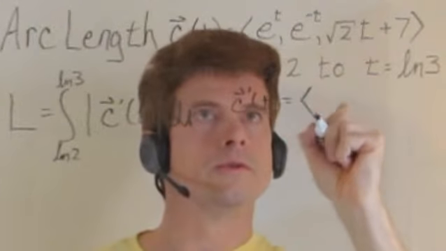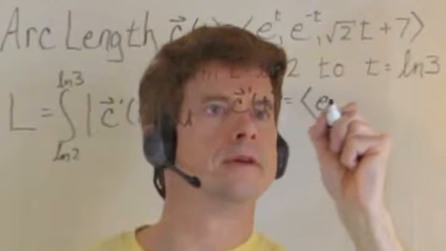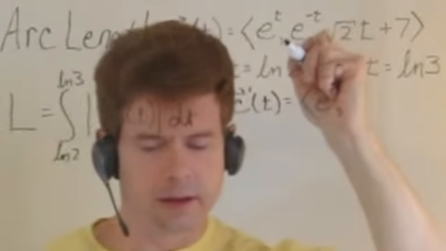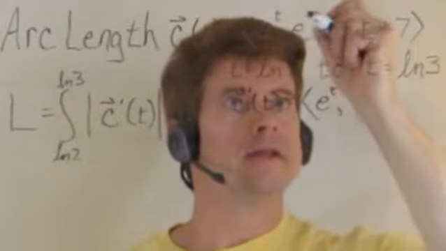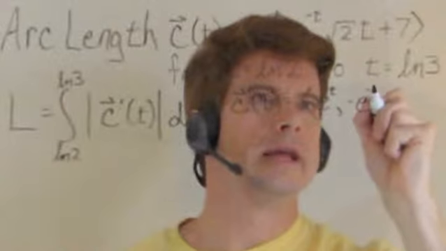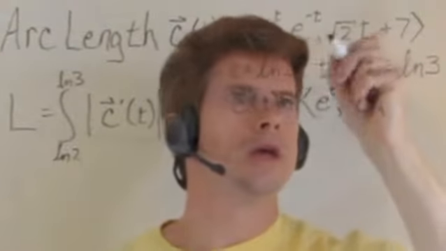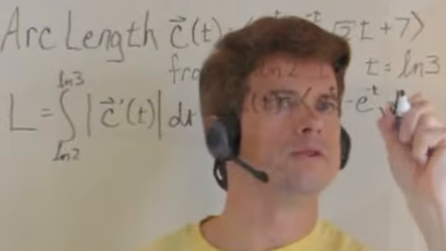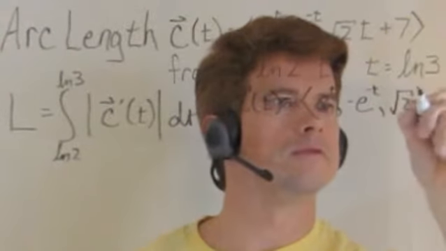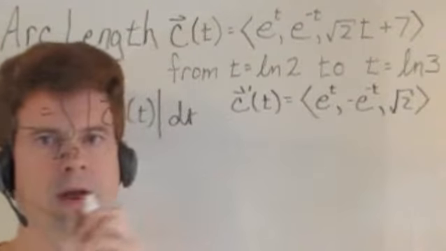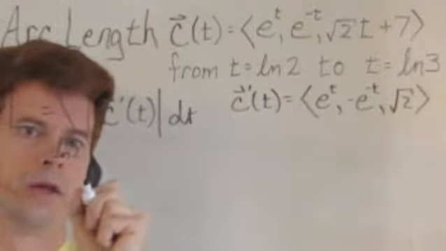is equal to, we simply have e to the t. Negative e to the negative t becomes negative e to the negative t. And then the square root of 2t plus 7 just becomes square root of 2. Now we need to plug in the equation here in order to come up with the magnitude.